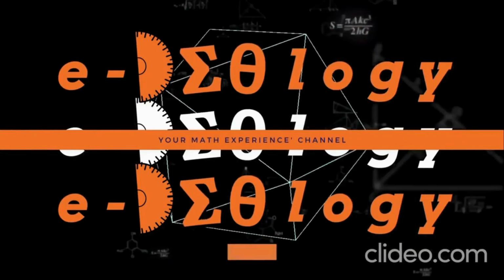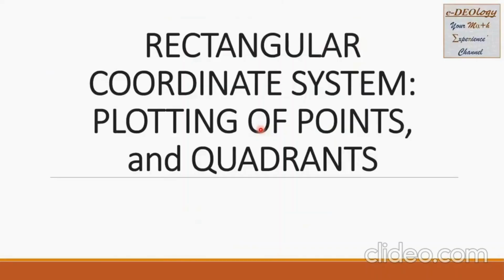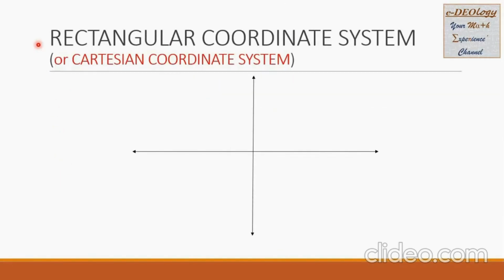Today we're going to study rectangular coordinate system. In particular, we're going to study plotting of points and the quadrants. Let us define rectangular coordinate system, or sometimes called Cartesian coordinate system.